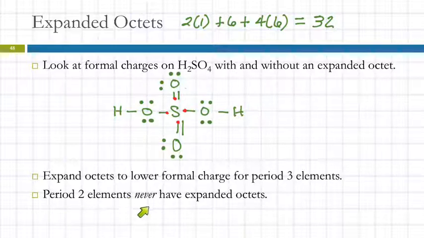Period 2 elements never have expanded octets. They'd have to bump people up to the next floor, and that's not going to happen.